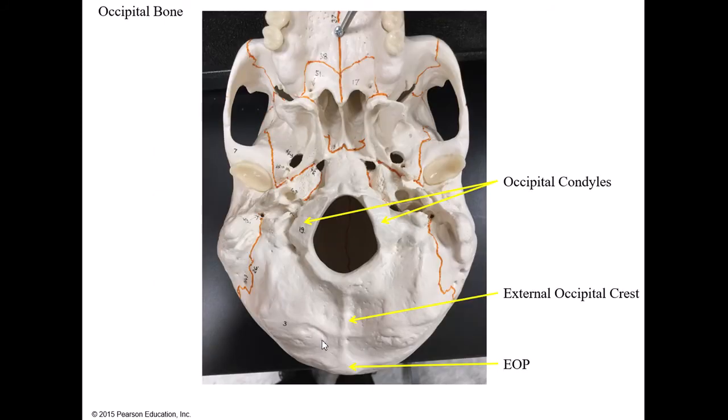So again, on our skull model, find the EOP. Run your finger down towards the big hole, right? This is going to be the external occipital crest, and then you can just run your fingers on either side of that large hole. These two curved bones here are the occipital condyles. Okay, that's our occiput. We have one occiput.